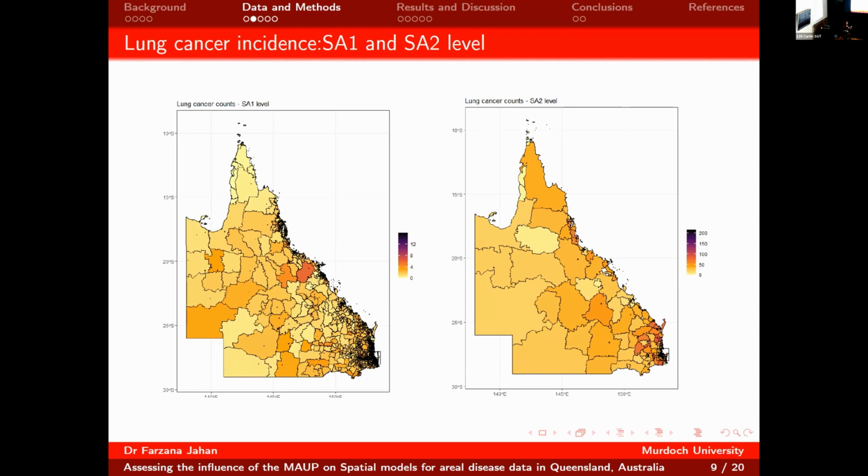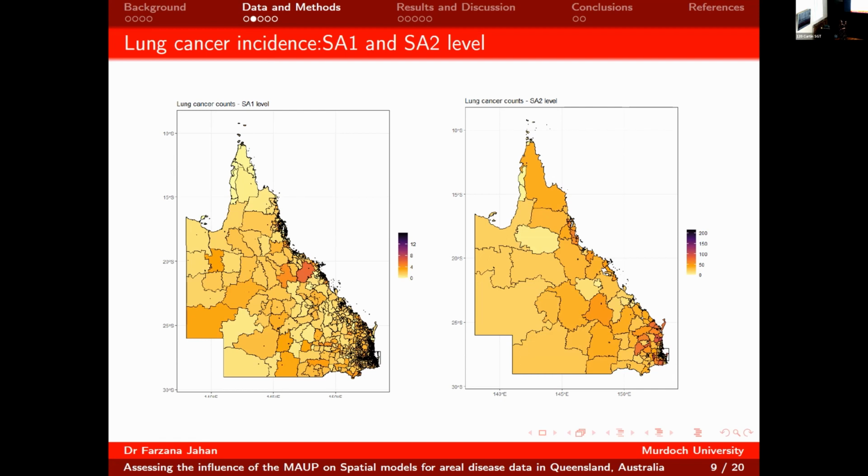So this is simulated lung cancer data that has been simulated by Cancer Council Queensland. It has captured the original patterns and rates underlying the disease in whole Australia, but just to be cautious about the ethical issues, we are not using the real, but the simulated data. And here in this map, we can see how different geographies are changing the patterns.